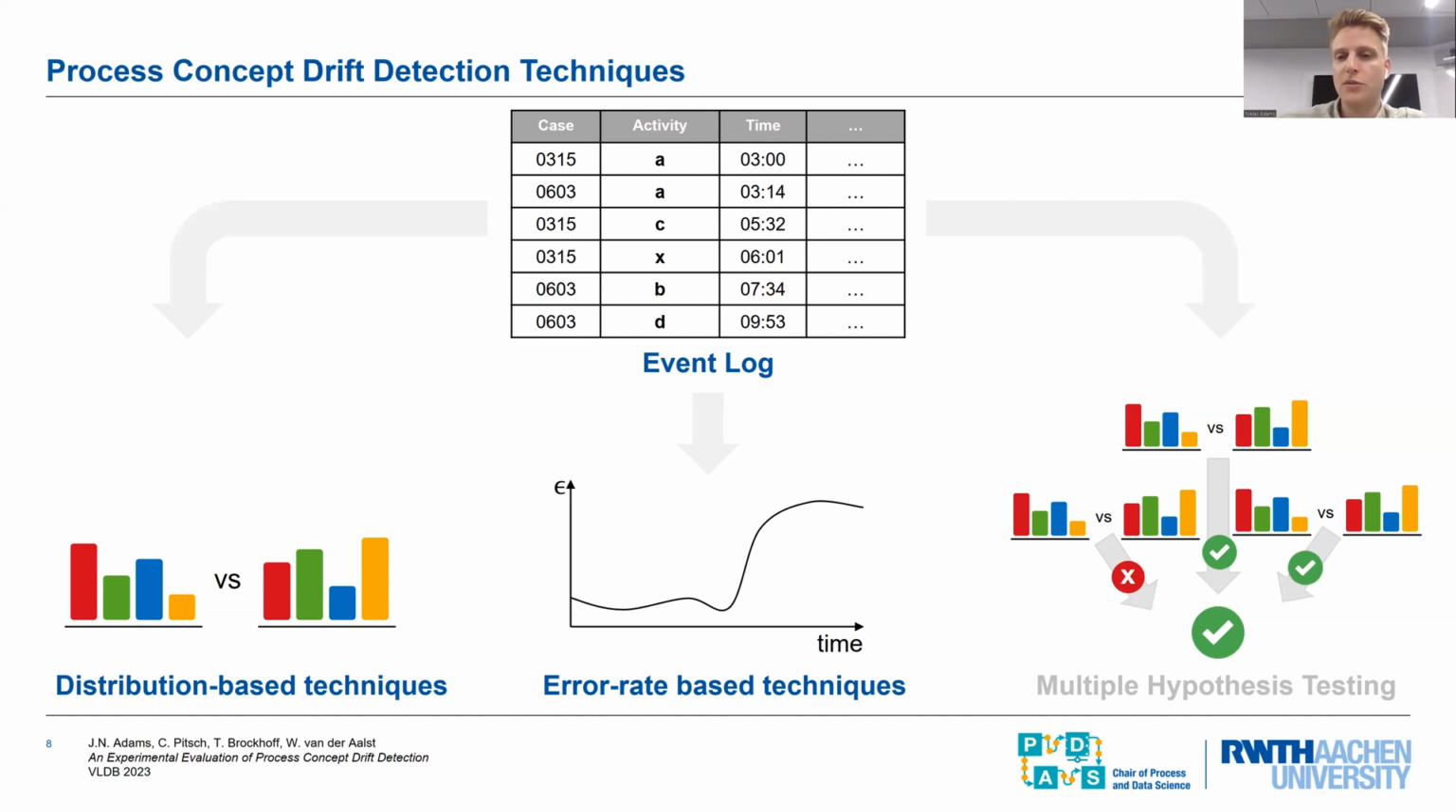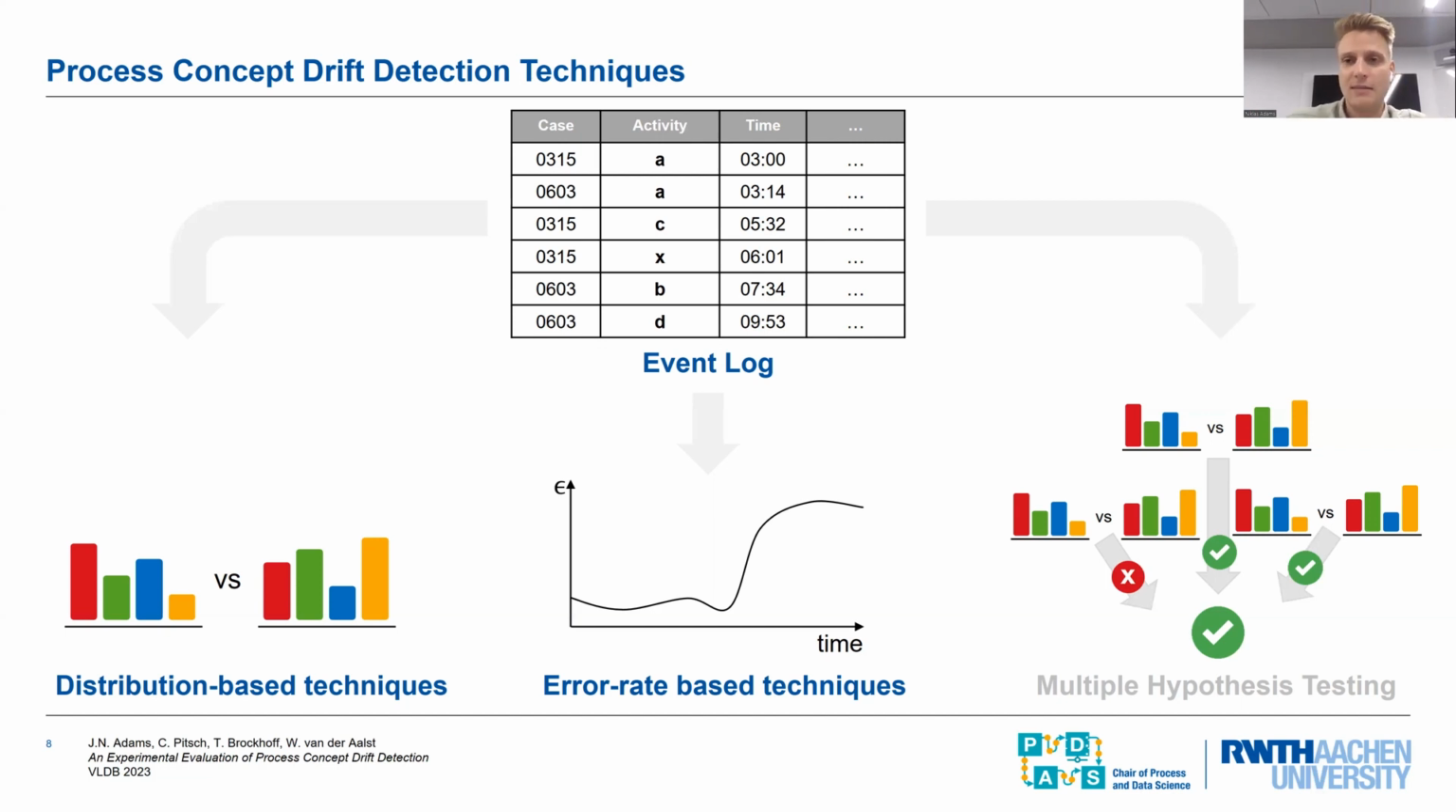Then you can also do something that's called error-based techniques. So here you look at the models that you have learned, and then you look at the model's performance over time. And if it degrades, then you know that your model is not as accurate on the newer data anymore, and there might have been a concept drift, and then you classify this point in time as a concept drift.